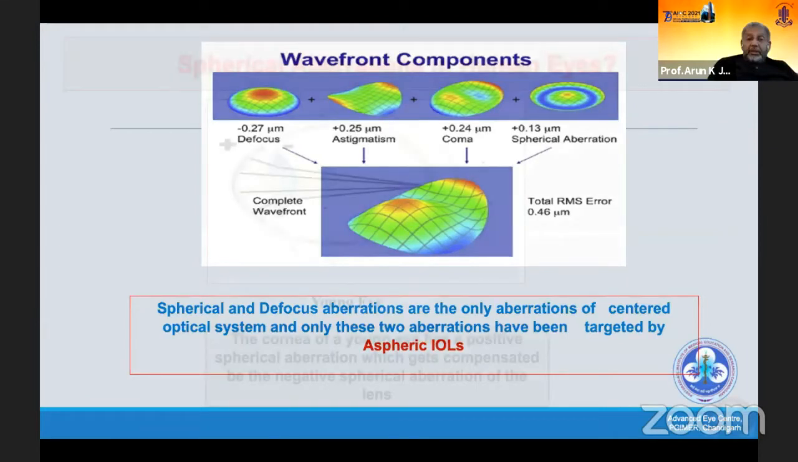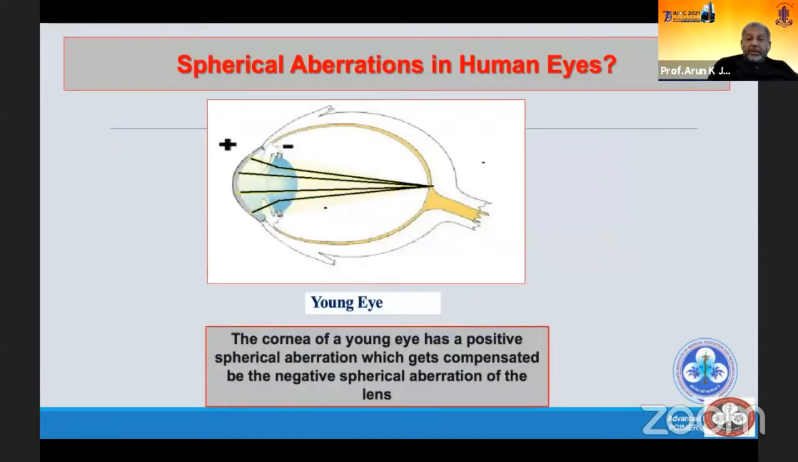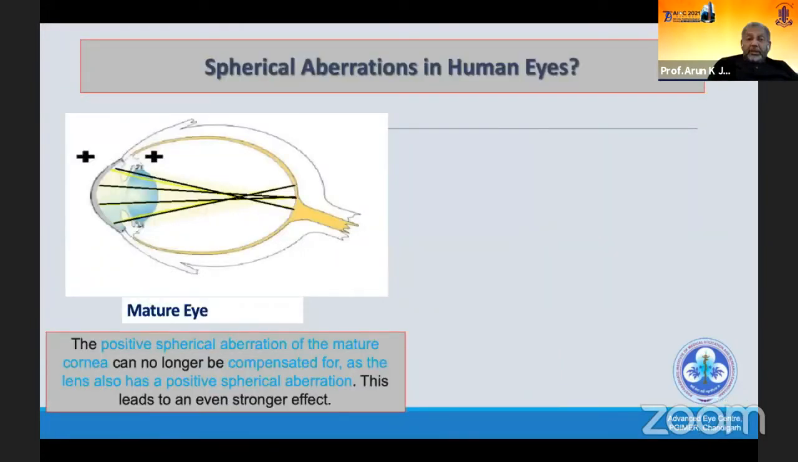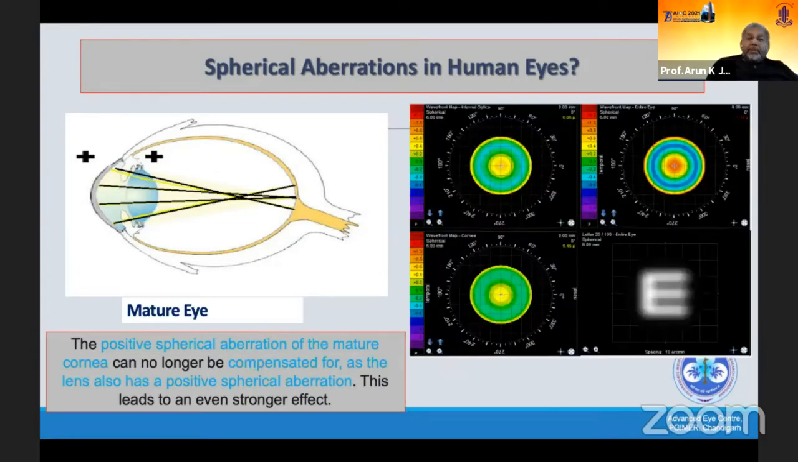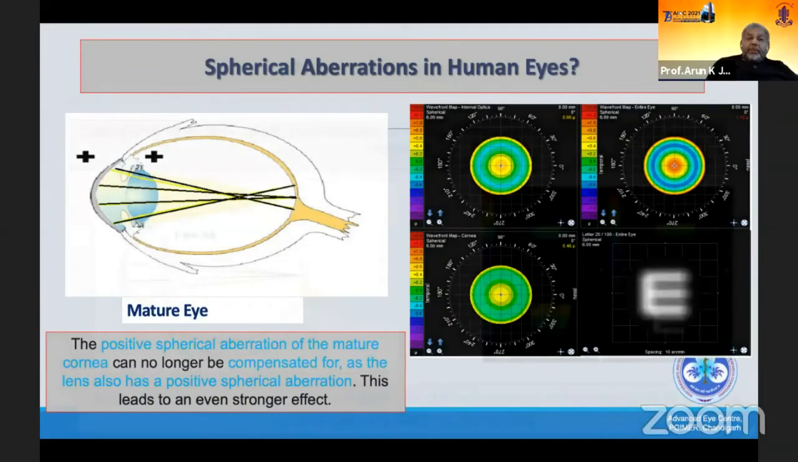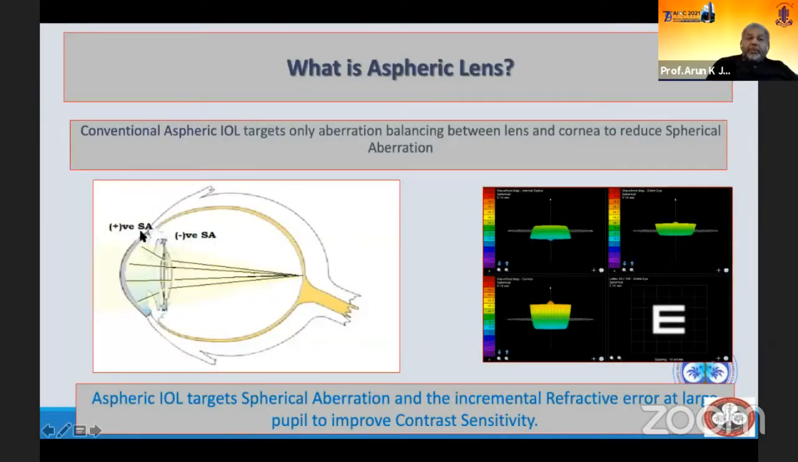Spherical aberration in the human eye in young age is positive corneal spherical aberration, and the young crystalline lens has a negative spherical aberration, which partly compensates for the positive spherical aberration of the cornea. As age advances, the spherical aberration of the crystalline lens moves to the positive side, and it no longer compensates for the positive spherical aberration, and the quality of vision goes down. It has an additive effect on the corneal aberration. In young age, the negative aberration neutralizes positive spherical aberration, and you get a very sharp vision.